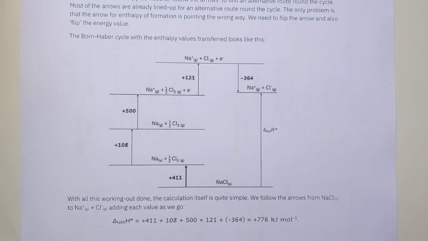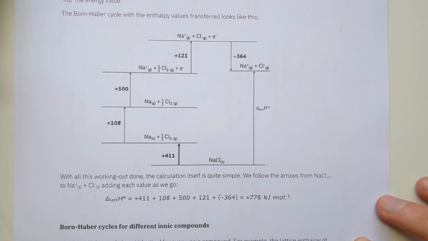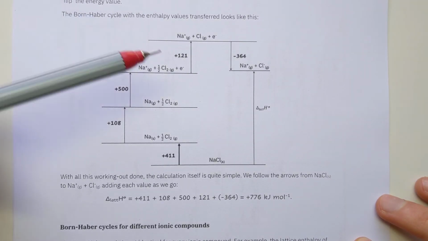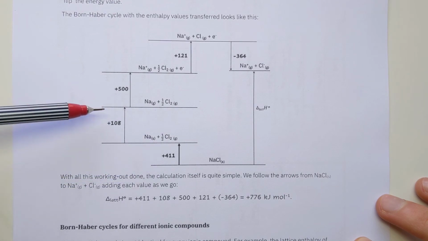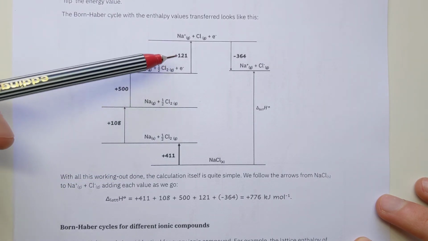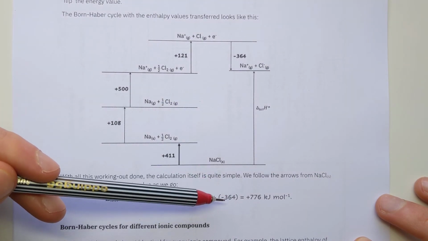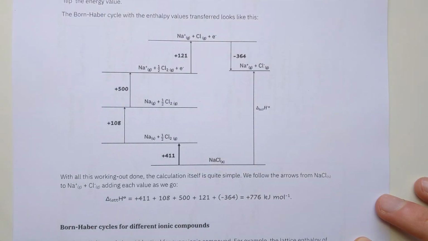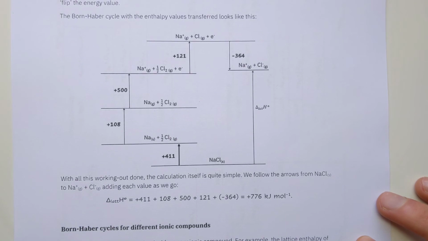So now we're finally at the stage where we can just do our calculation. And once you've got your arrows set up around your cycle, it is just a case of adding your values. So to work out this lattice enthalpy, I'll do plus 411, plus 108, plus 500, plus 121, plus minus 364. I can put that in brackets to make it clearer for myself. The calculator comes out as being plus 776 kilojoules per mole. Remember, I have to put a sign there if it's a plus or minus and give my units as well.